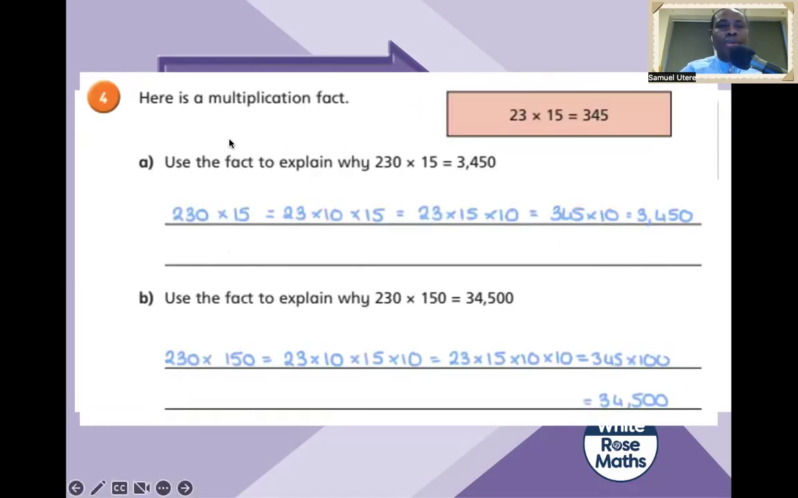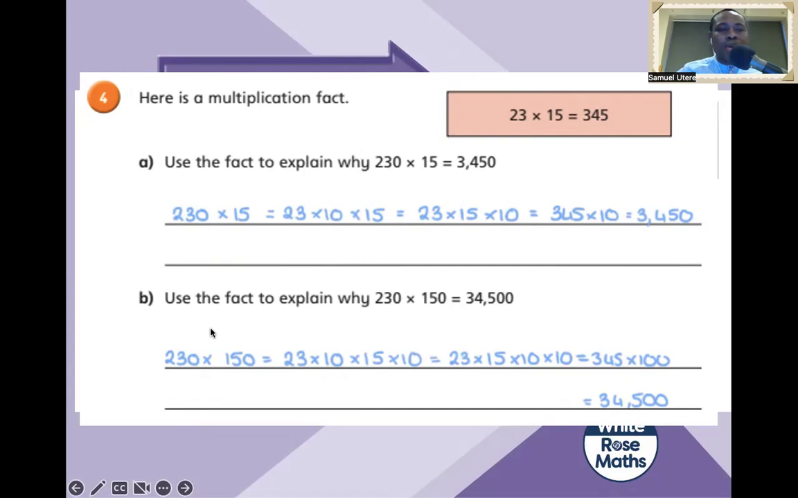For question 4, you will be asked: here is a multiplication fact. Use the fact to explain why 230 times 15 is 3,450. Well, 230 times 15 is 23 times 10 times 15. So we've simply made one of the numbers 10 times bigger, so our answer will be 10 times bigger. And you can see the calculation rewritten here.